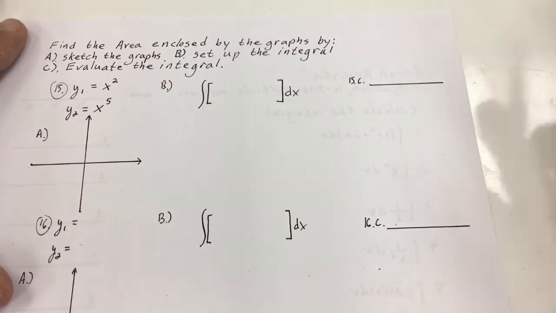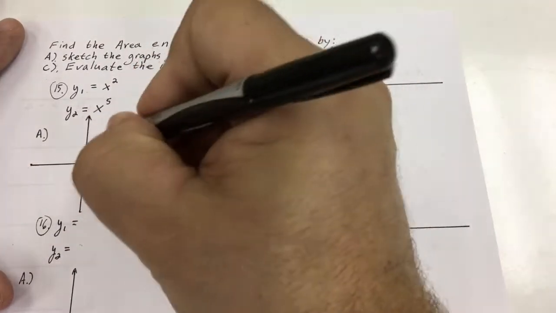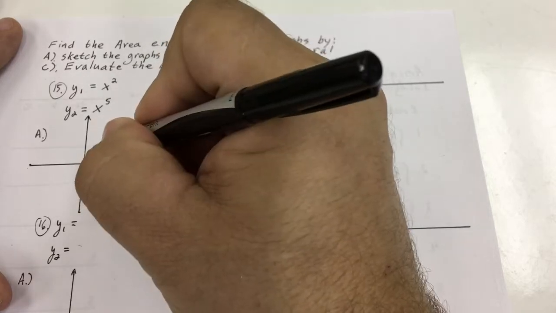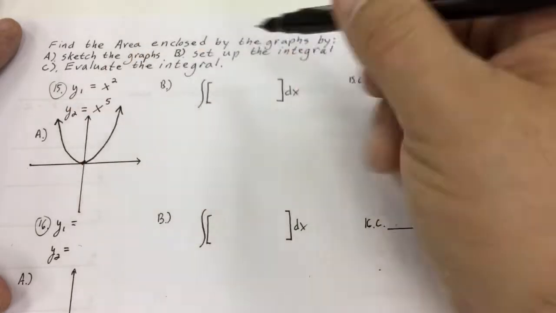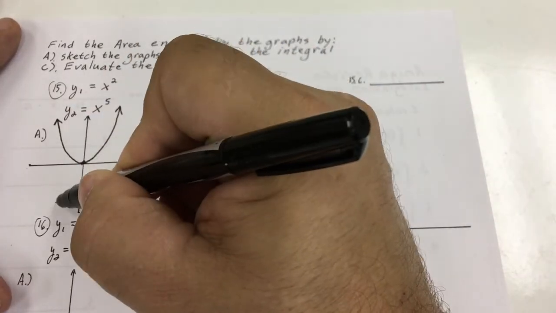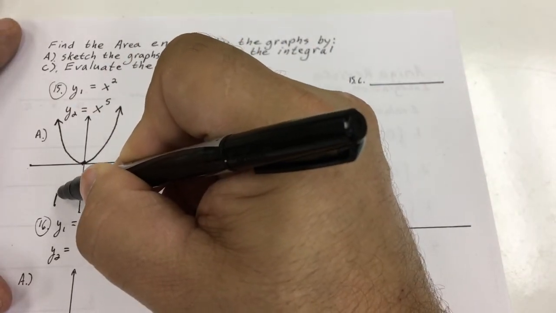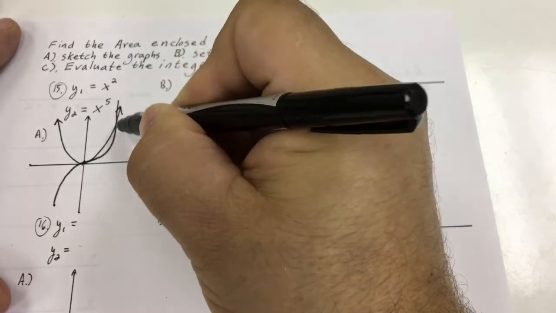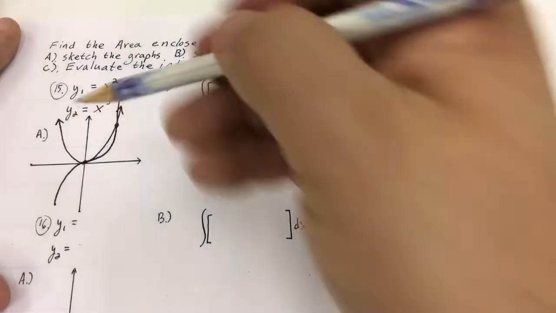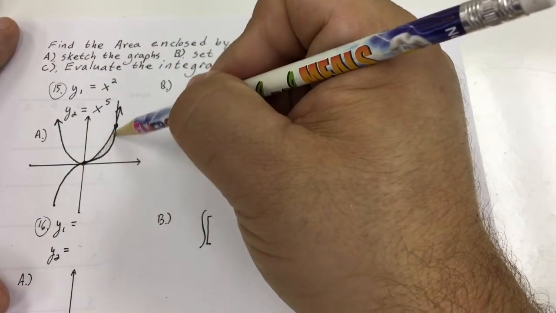Okay, graphing. I have to graph x squared and x to the fifth. Well, x squared, we know the array of points is 1, 3, 5, 7, so it's going to go like that. I'm just going to freehand it. And x to the fifth, we should have learned, is going to be like this, because it's an odd function. And I want to know where those two intersect, and I want to find the area of the shaded region enclosed.